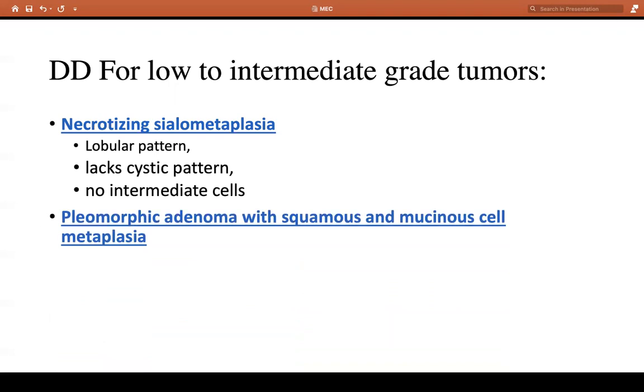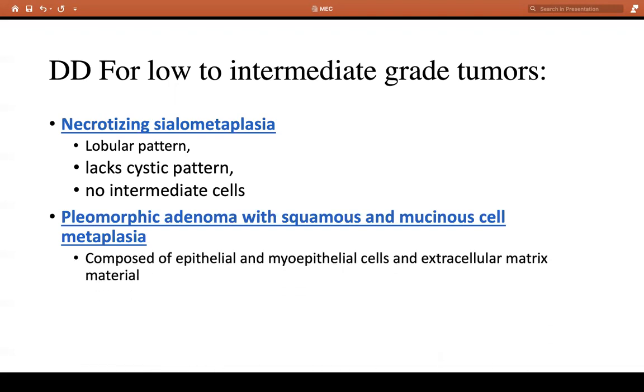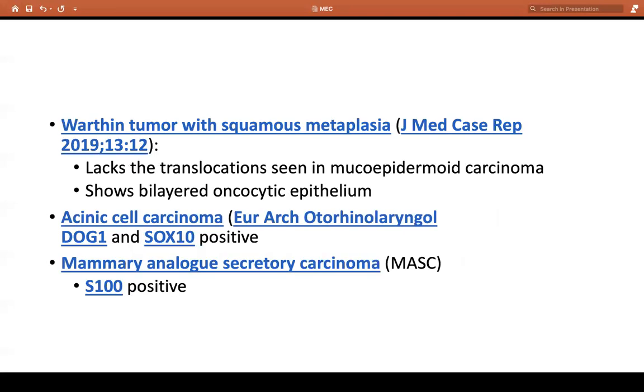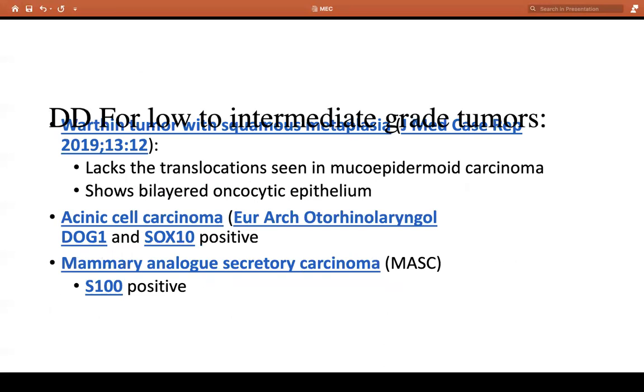Pleomorphic adenoma with squamous or mucinous metaplasia, or with sebaceous metaplasia, composed of epithelial and myoepithelial cells, extracellular matrix, and cartilage. Warthin tumor can confuse, but it lacks the translocation of mucoepidermoid carcinoma and shows bilateral oncocytosis. Acinic cell carcinoma: DOG1, SOX10, mammary analog secretory carcinoma, S100 proteins.